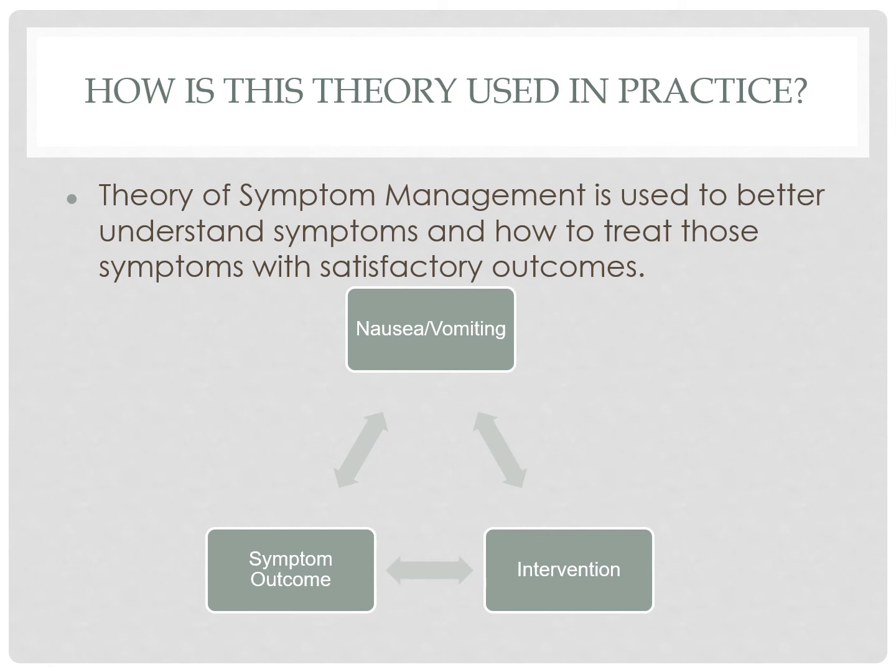The symptom outcome is the satisfaction of the patient. Is the symptom of nausea and vomiting better? Is it worse, or is it unchanged? And as you can see from the arrows, this is a continuum of care. It doesn't stop at one intervention, go to symptom outcome, and that's done. It just varies from patient to patient and needs to be interchangeable.